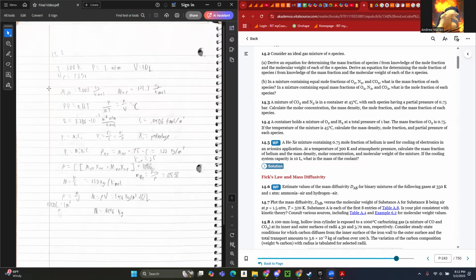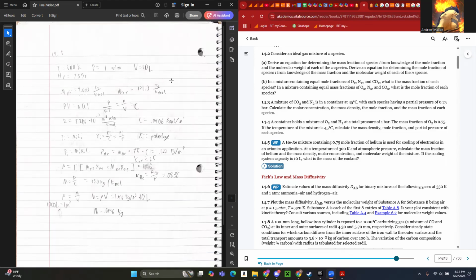So first things first, I like to write everything down. The molecular weight of helium is equal to 4.003 kilograms per kilomole, and the molecular weight of xenon is equal to 131.3 kilograms per kilomole. Now, both helium and xenon are gases. Specifically, they're noble gases. Pretty fun, very inert. What's the point of this?